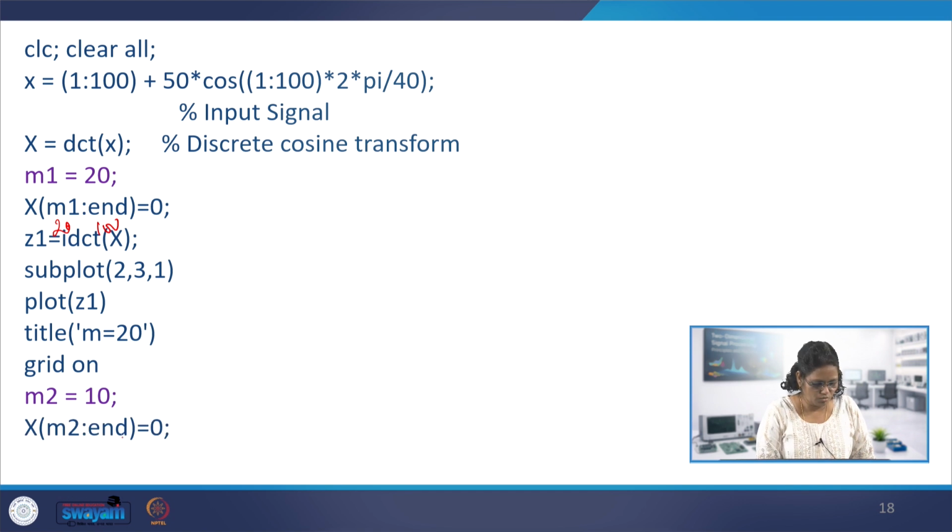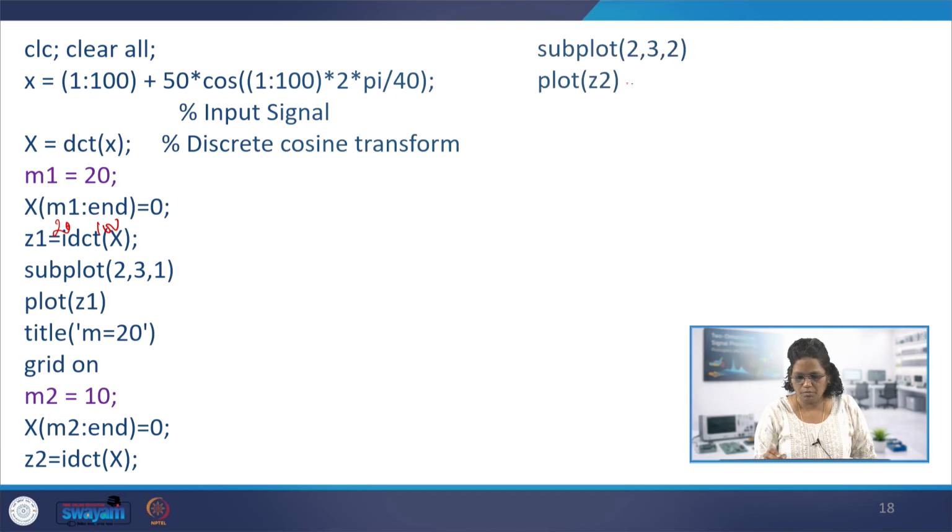So 10 to end, that means these coefficients we made 0, and the rest of the coefficients are there. So first 1 to 10. In that case, taking the IDCT, f(x), can we reconstruct it or not? We plot it and show that.